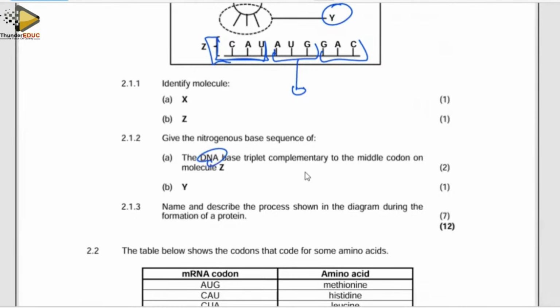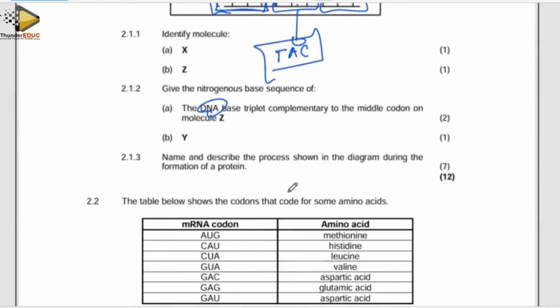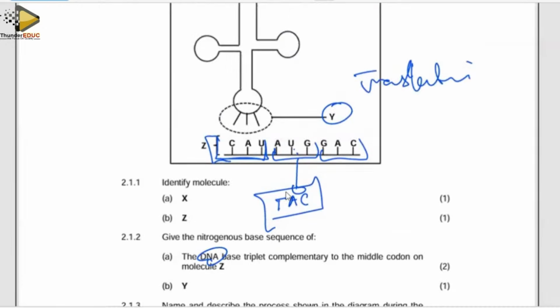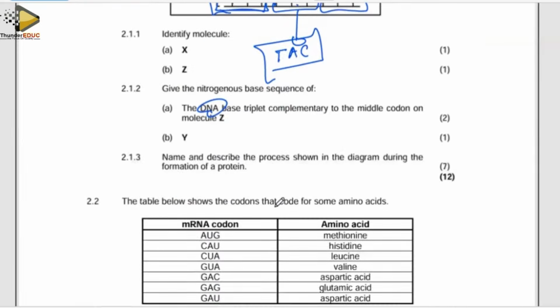So A goes with T, U goes with A, and then G goes with C. So it's going to be TAC. Next, the nitrogenous base sequence of Y. Where is Y? In this case, since I have this CAU, I'm going to convert it into transfer RNA, which is going to be GUA. So that is going to be the answer for Y.